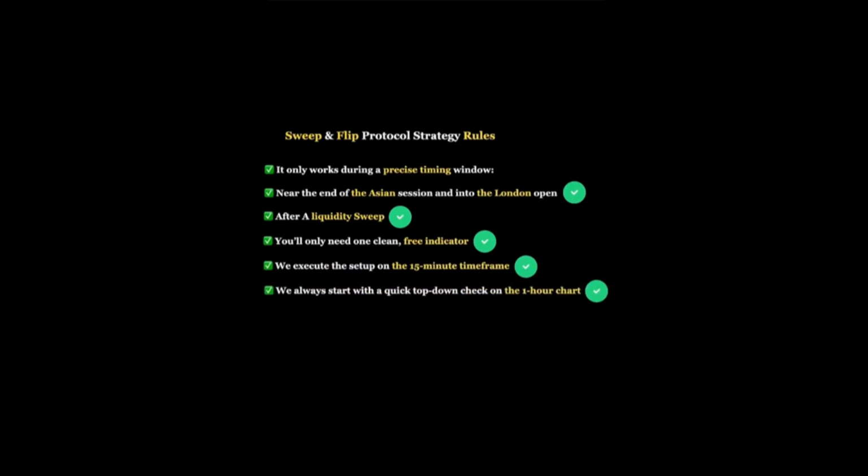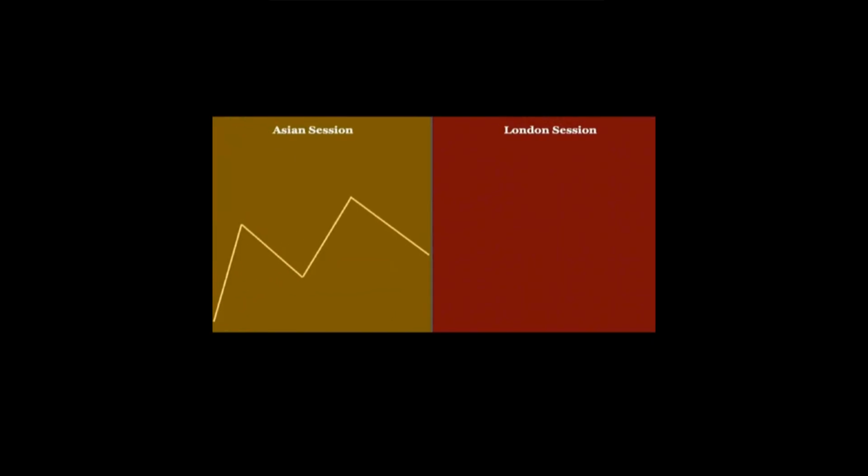To follow this strategy, you'll only need one clean free indicator just to mark trading sessions clearly on your chart without clutter. We execute the setup on the 15-minute time frame. That's where we find our entries. But before we take any trade, we always start with a quick top-down check on the 1-hour chart to confirm the institutional direction and stay aligned with smart money flow. Here's how it works step by step.